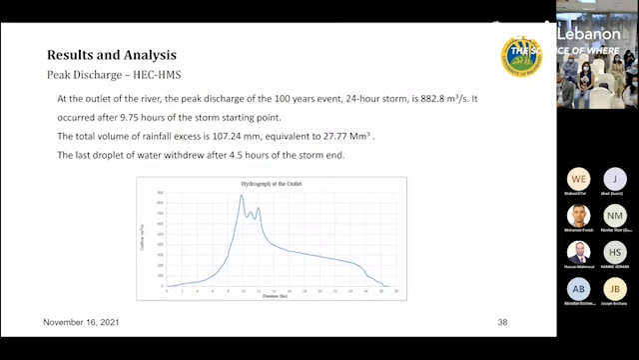We have the peak at 9.75 hours from the first droplet, from the starting point. The total volume of rainfall excess is 107.24 millimeters, and the last droplet of water withdrew from the outlet 4.5 hours after the end of the storm.